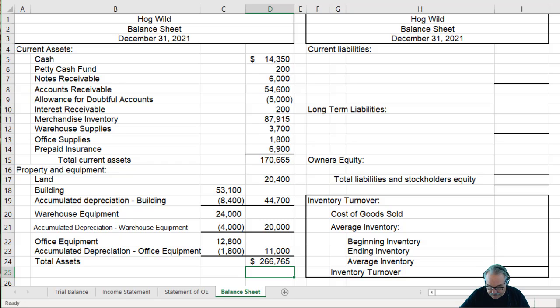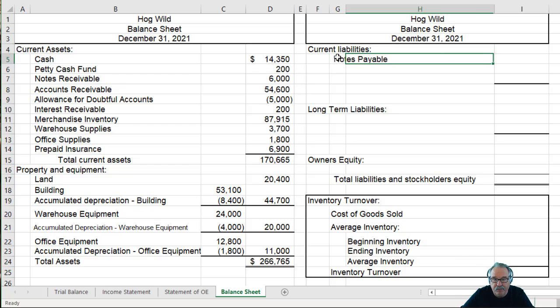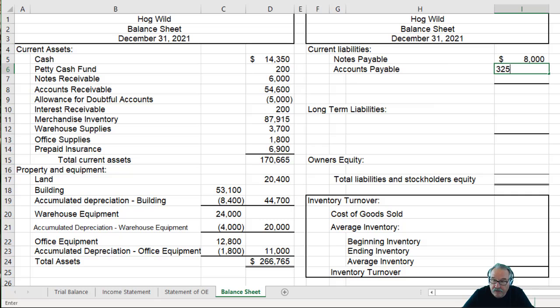Over on the liability side, we start with notes payable. Again, these numbers are coming right off of the trial balance. It's in your book. Notes payable, $8,000 with a dollar sign. First number should always have a dollar sign. Accounts payable, $32,500. And interest payable, $1,800.